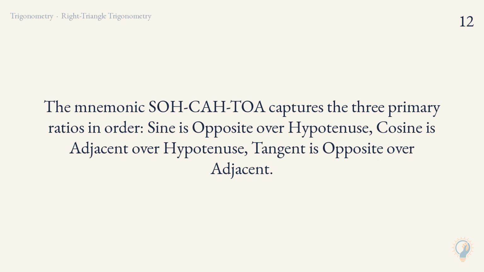The mnemonic SOH-CAH-TOA captures the three primary ratios in order. Sine is opposite over hypotenuse. Cosine is adjacent over hypotenuse. Tangent is opposite over adjacent.